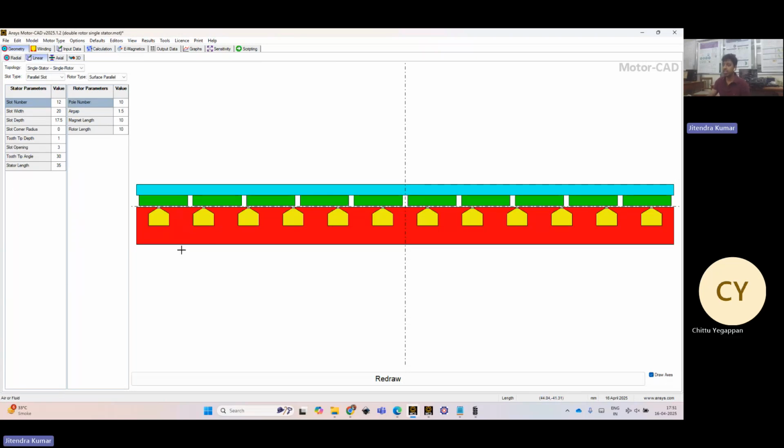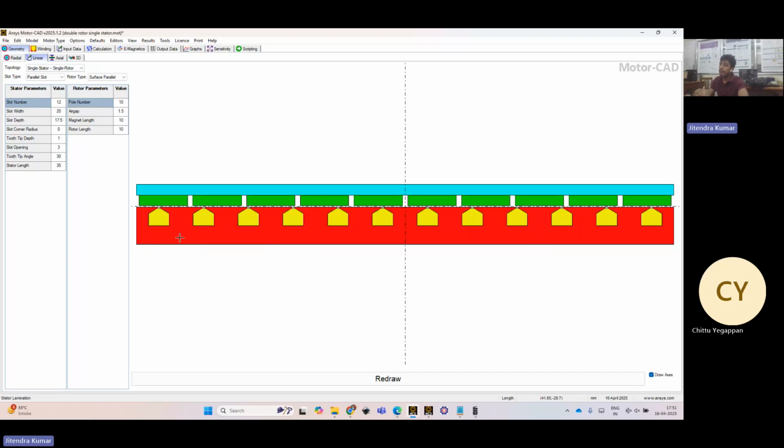So there is no counteracting force present here. That is why unbalancing will be severe, and that is why this model is not recommended generally. And in all the industry-based motors, you will see either double rotor single stator or dual rotor single stator.